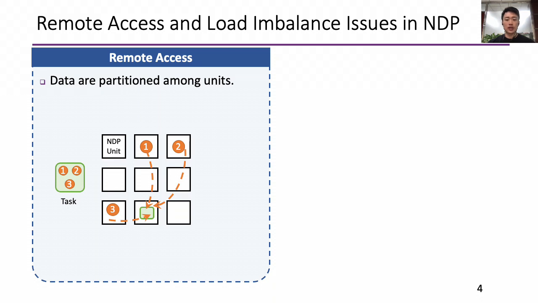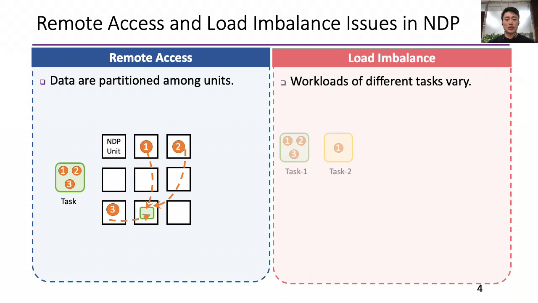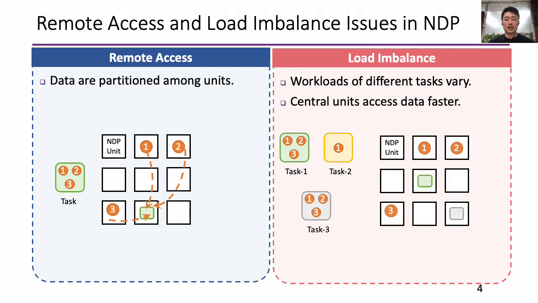The second issue is load imbalance. To fully utilize the massive parallelism in NDP systems, we need to assign tasks to all NDP units with balanced loads. This is sometimes quite challenging. First, loads of different tasks can be drastically different, and the performance of a task depends on the location of the executing unit. Running task 3 is slower than task 1, since task 3 is farther from data.